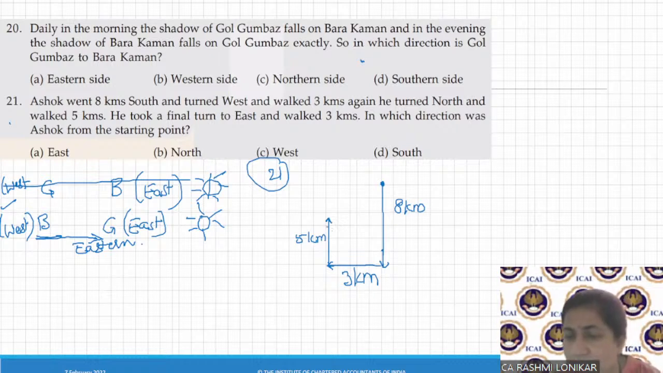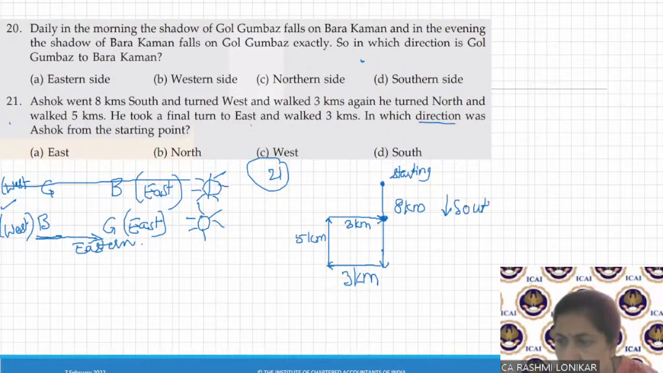He took a final turn to the east and walked 3 kilometers. So this is also 3, and so he is walking here, this direction, 3 kilometers. In which direction was Ashok from the starting point? Okay, this is his starting point. And where is he now? He's here. So which direction is this? In which direction was he from the starting point? This direction is the south direction. So this answer will be south.